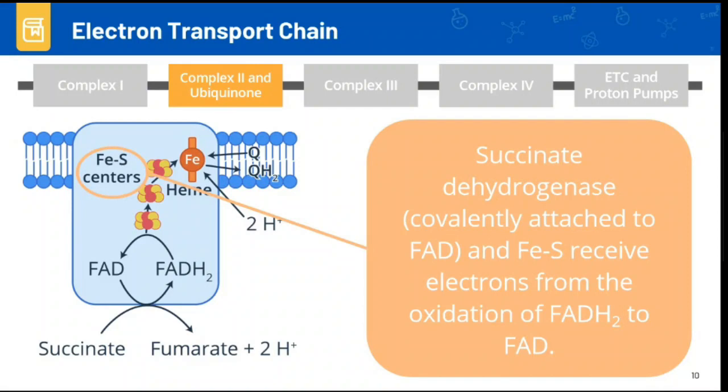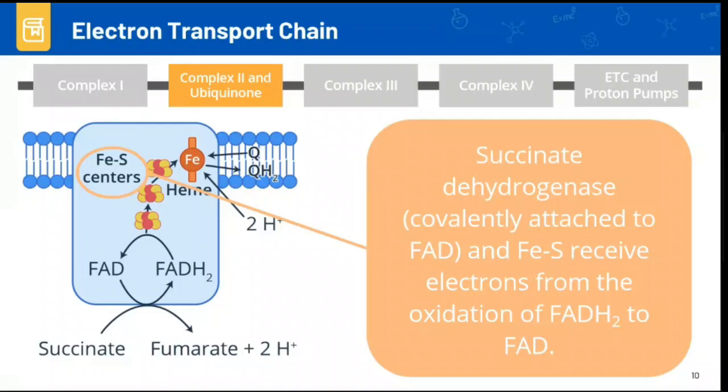Sa complex 2 ninyo, magkakaroon ng oxidation ng FADH ninyo into your FAD. Okay? So, complex 2 contains your succinate dehydrogenase and your FeS, or your iron and sulfur, which also undergo reduction and oxidation once the complex receives and releases your electrons. This succinate dehydrogenase, the enzyme that is also used in your Krebs cycle, is bound to FAD or flavin adenine dinucleotide molecule. Once FADH is oxidized, the complex releases the electrons to form your FAD and moves them to your iron sulfur.